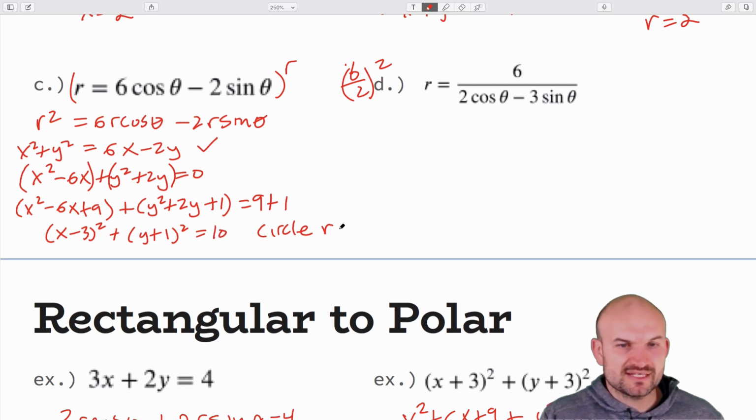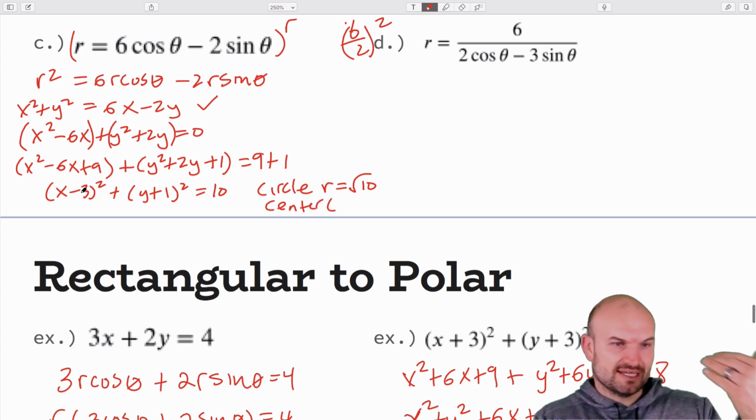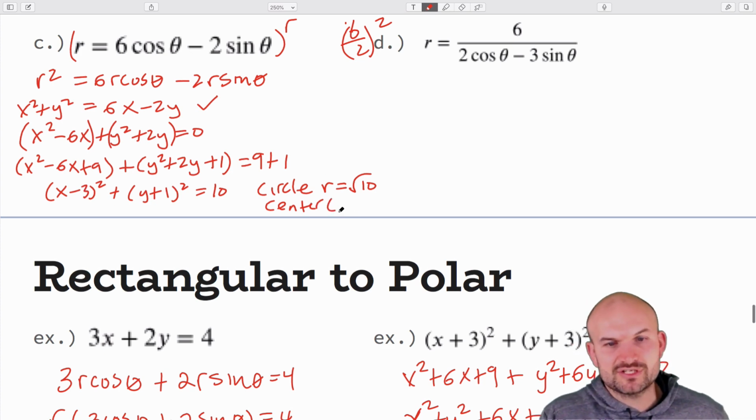So this is important because now r, my radius, is the square root of 10. And we can say that the center is going to be the opposite of my h and my k, which is going to be 3, -1. All right?